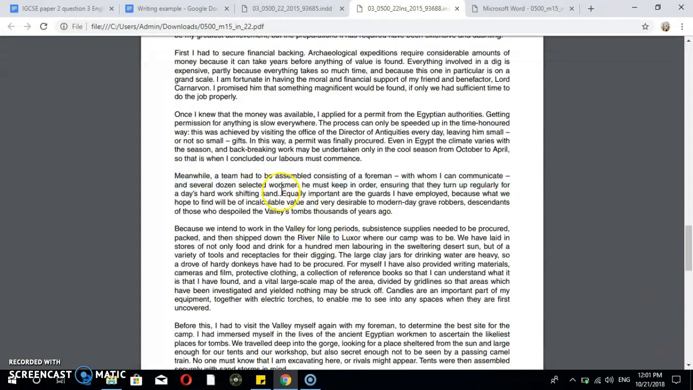The 7th point is the guards that he employed, because of the incalculable value and the desirability to modern-day grave robbers, and all sorts of that. So that's number 7.